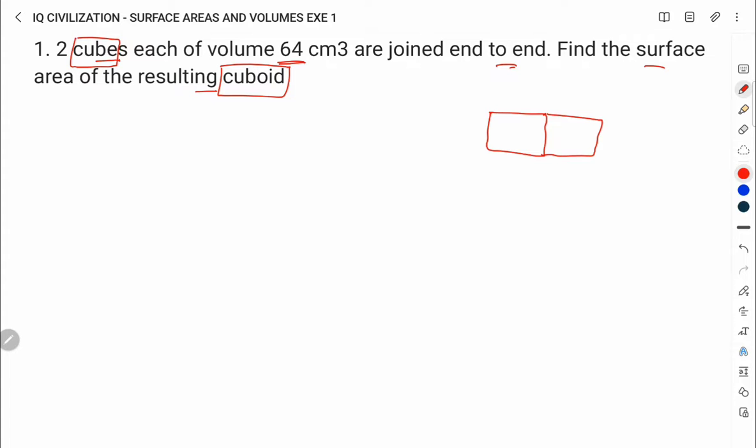It is given that each volume is 64 cm cube, so the volume of the cube, a cube, is 64. 64 is nothing but 4 cube, right? So a is equal to 4. For a cube, all sides, length, breadth and height, are equal, right? So 4 length, 4 breadth and 4 height.